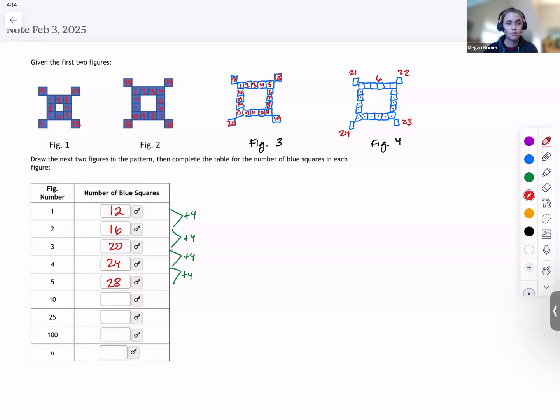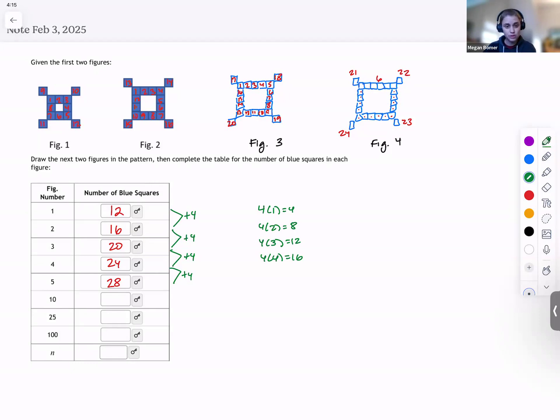It would be helpful to have a rule that describes what's happening in this pattern. So here's where starting to make a connection between this repeated addition that we're seeing and what we can write in a rule will be very helpful for us. And so this idea of increasing by 4 over and over again, if you think about the types of numbers we know that do that, we know, for example, 4 times 1 is 4, 4 times 2 is 8, 4 times 3 is 12, 4 times 4 is 16.